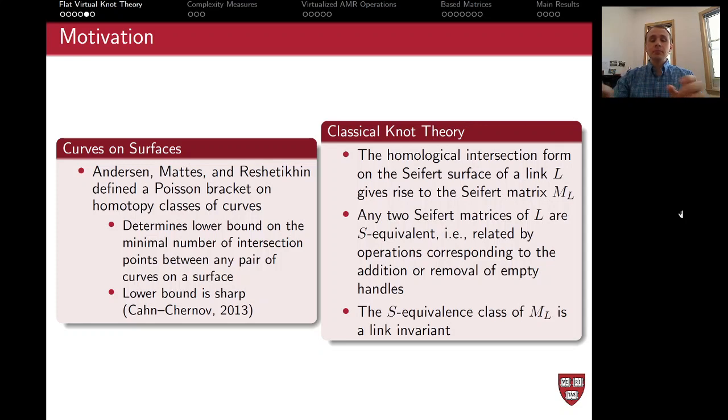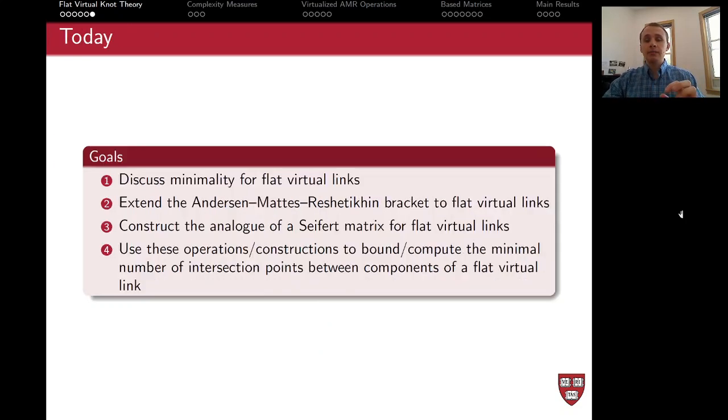And what's really cool is if you start playing around with that S-equivalence class, then there's a minimal collection of Seifert matrices for any given link, and you can use those to get some additional information compared to what you might have gotten from the original Seifert matrix. So this gives us two different things that we can look at to try to extend into the flat virtual link setting.